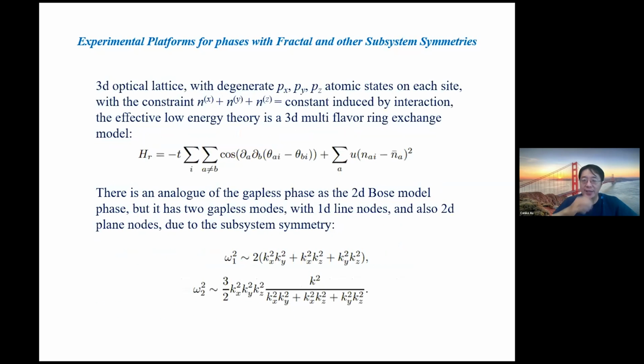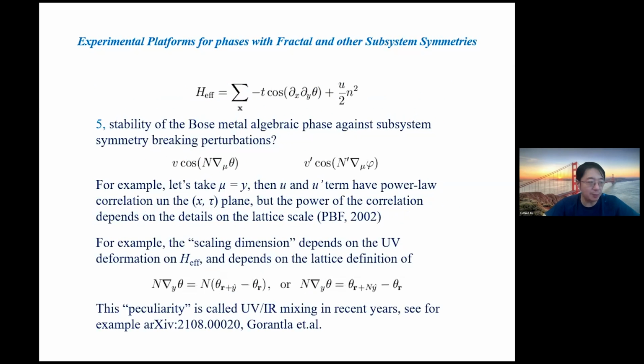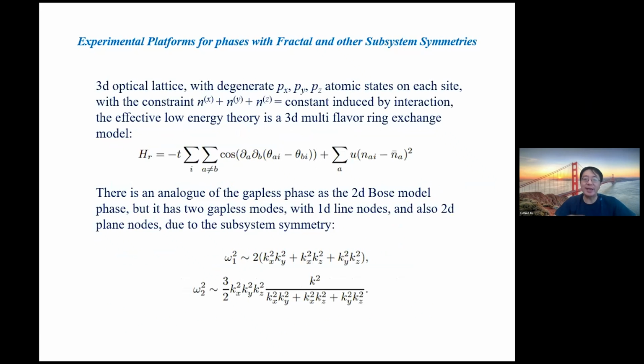The subsystem symmetry poses a lot of challenge theoretically. But we can design a three-dimensional version of this model and see whether the subsystem symmetry will lead to a peculiarity in three dimensions as well. It turns out it does. So we can do the same construction in three dimensions. We construct a three-dimensional optical lattice with the px orbital, py orbital, and pz orbital on every site.